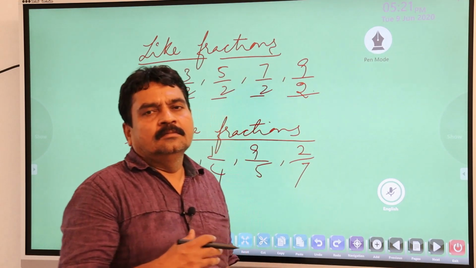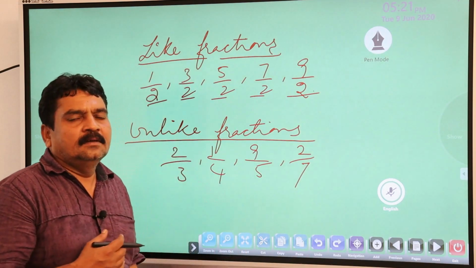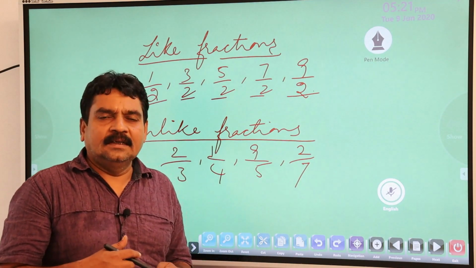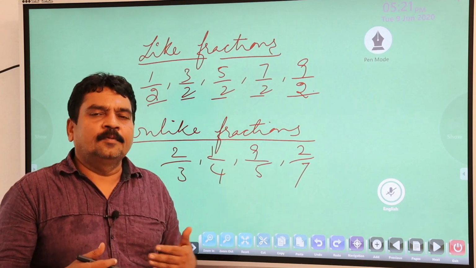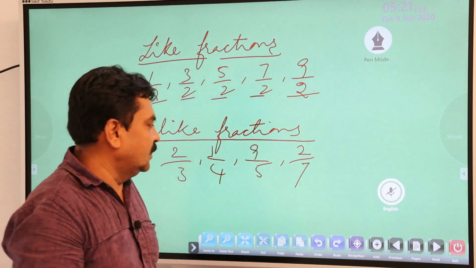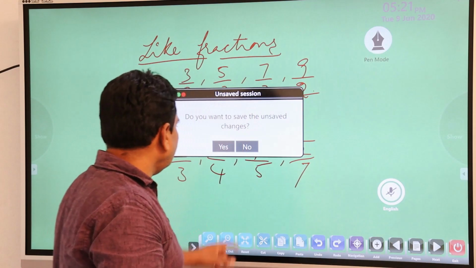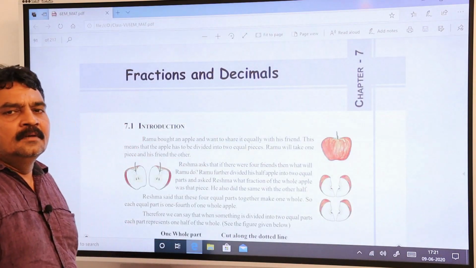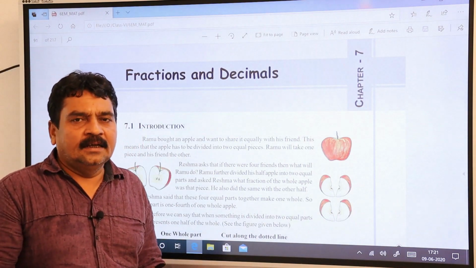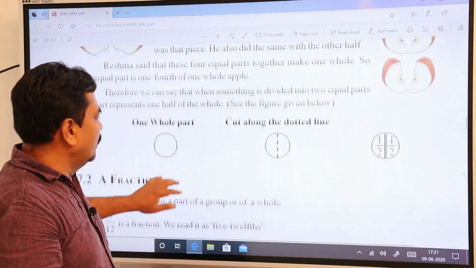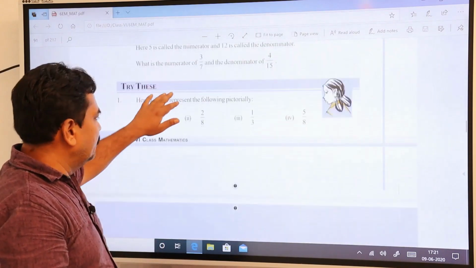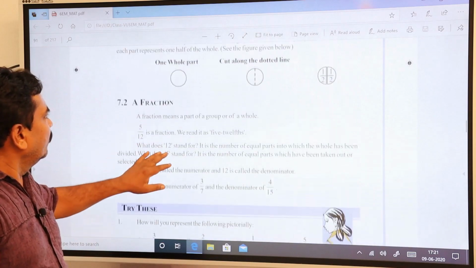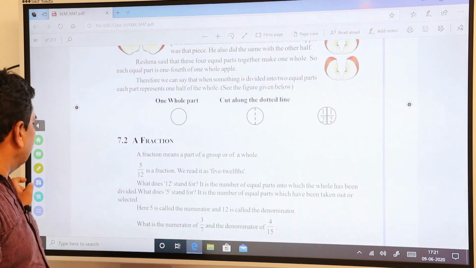We'll go now to one more concept. Otherwise, we'll start the chapter of class 6th. We'll go according to the problems there so that you can understand much better, more clearly. So this is your chapter for the class 6th Telangana textbook. Page number is 84, fraction. The same thing is given here.